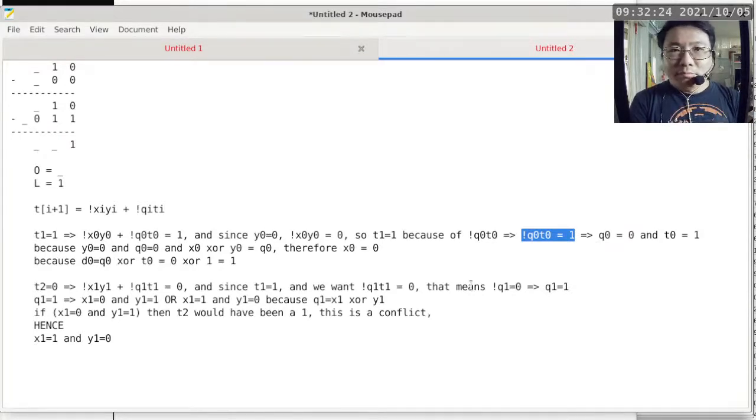All right, so moving on. Now we can also know what Q1 is. Nope, not Q. D1 is Q1 exclusive OR with T1, which in this case is 1 exclusive OR with 1, which is a 0. So now I've got this also resolved.